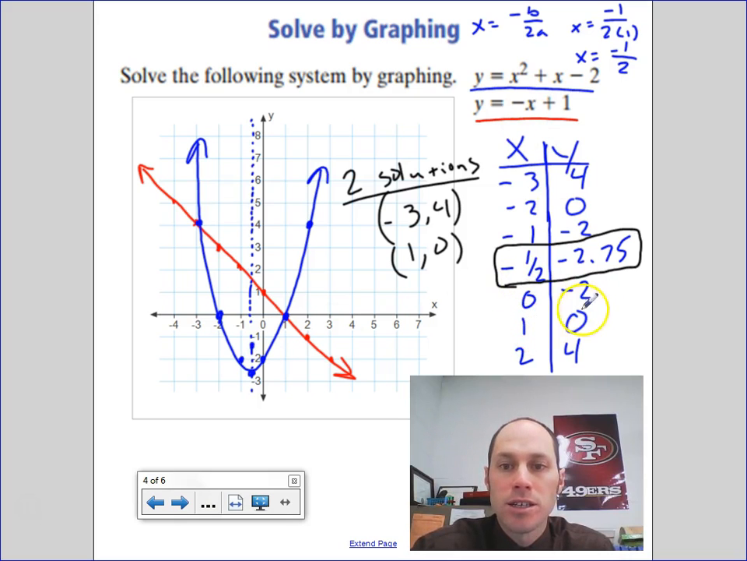Plugged 1 in, I got 0. Plugged 2 in, I got 4. Then I could reflect those points across my axis of symmetry. I found that the point of intersection here is at negative 3, 4, and at 1, 0. So that would be two solutions for that graph.